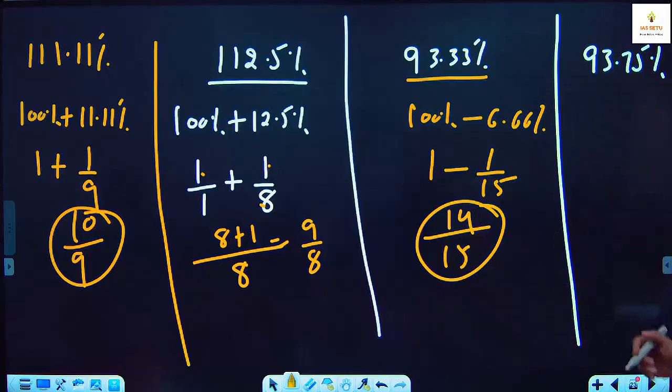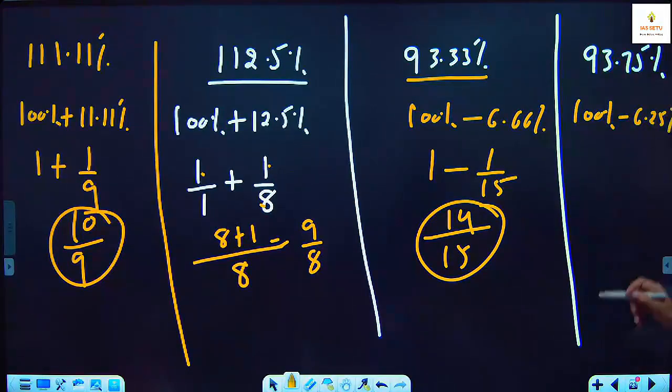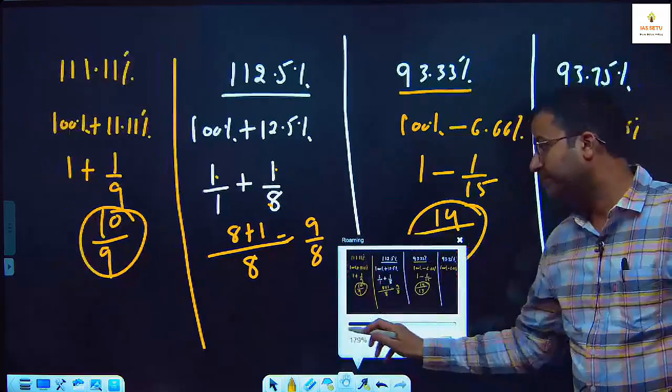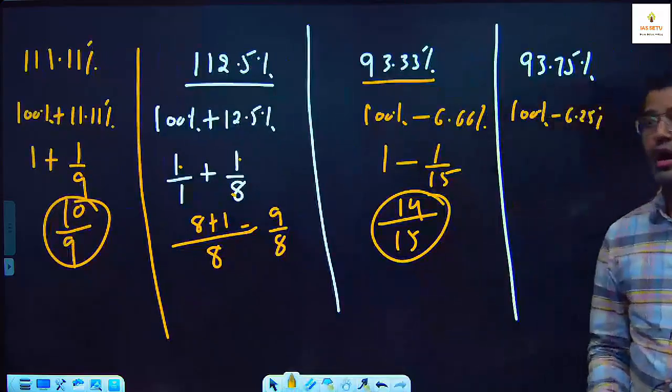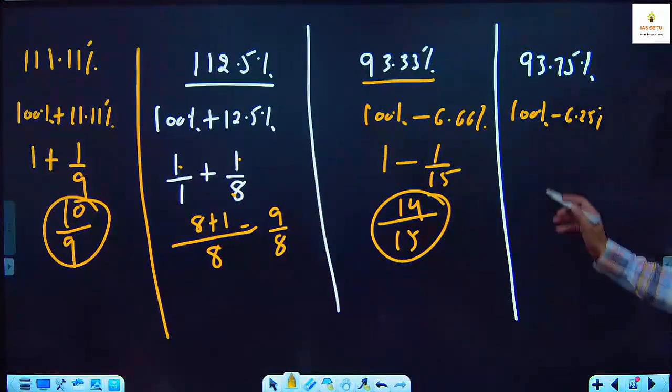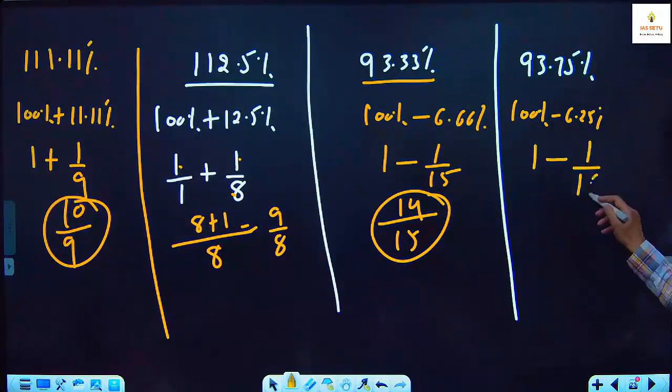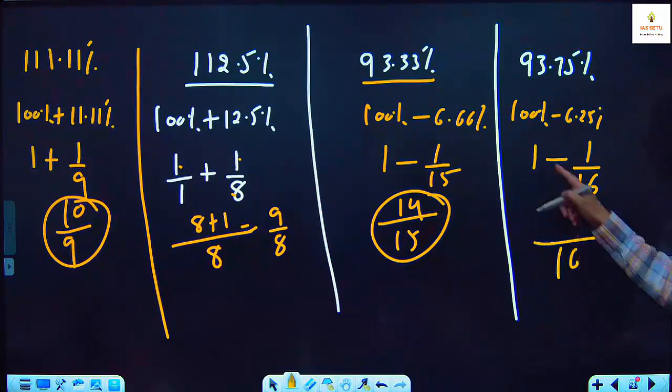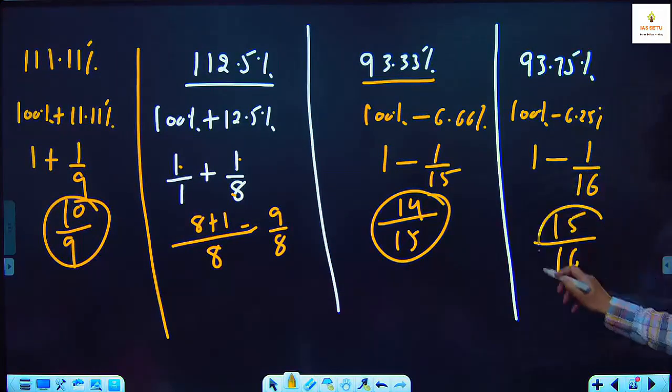Similarly here, 93.75%, how we can handle it? 100% minus 6.25%. And I tell you 6.25% is 1 by 16. So it is 1 minus 1 by 16. So this is 16 minus 1, 15 upon 16.